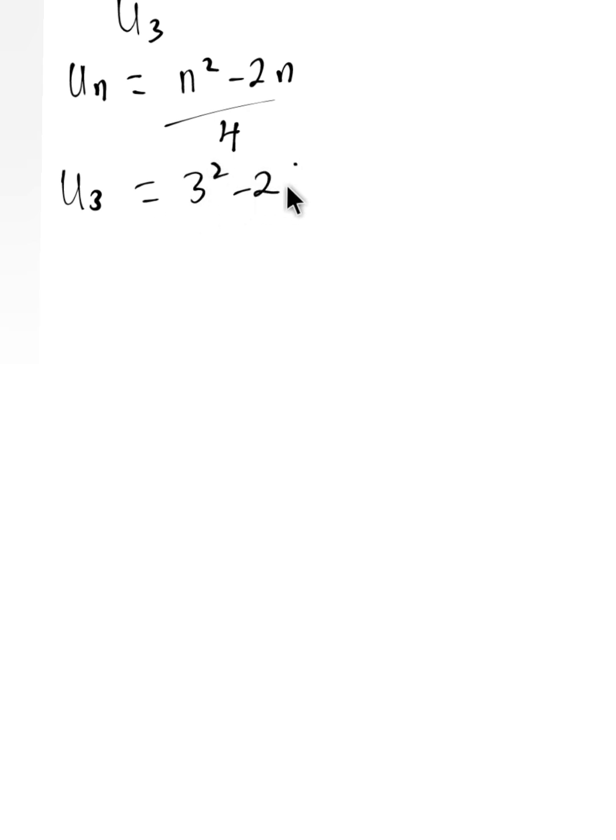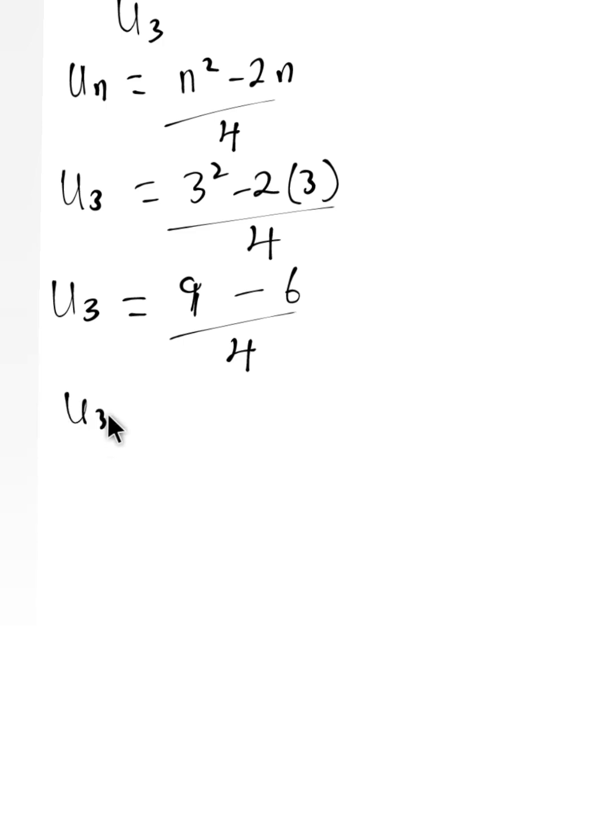u3. Now recall that un is equal to n squared minus 2n over 4. u3 is equal to 3 squared minus 2 times 3, over 4. So u3 will be equal to 9, since 3 squared is 9, minus 2 times 3 which is 6, over 4. So u3 will be equal to 3 over 4. So u3 is 3 over 4. Let's solve for u4.